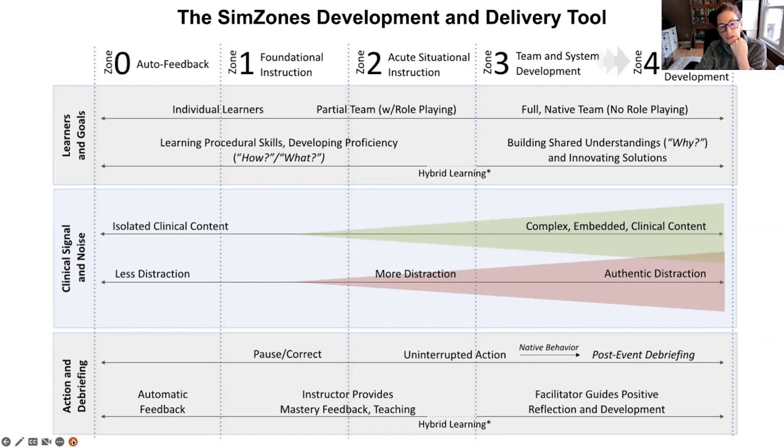So the original SIMZONES was, again, on the professional side. So Zone 0 was designed as being auto feedback. So it's something that faculty and educators have designed, but learners are engaging individually and they're getting automatic feedback. So like using a mannequin, and they're practicing their CPR and they're getting feedback on the depth and rate of it. They're in a VR simulation and they're getting feedback about their communication skills and they're interacting.